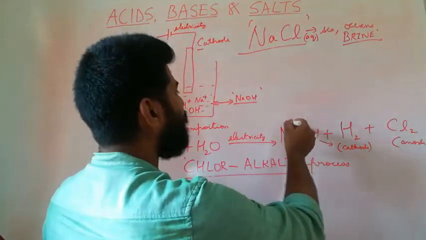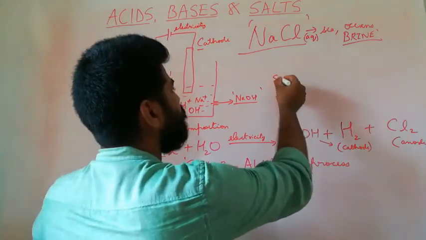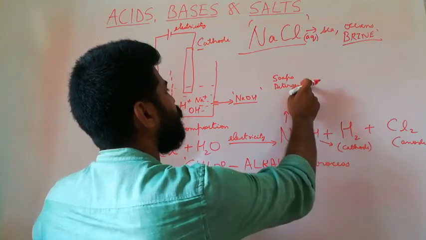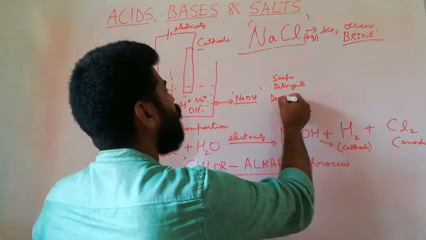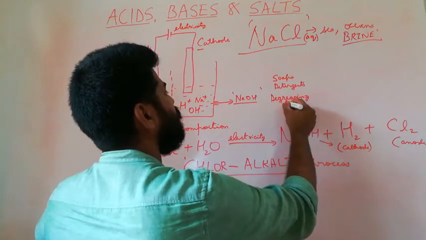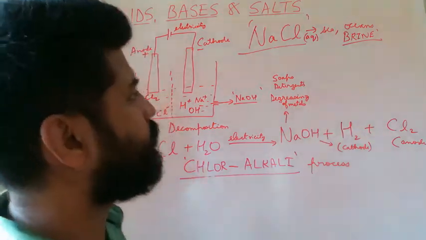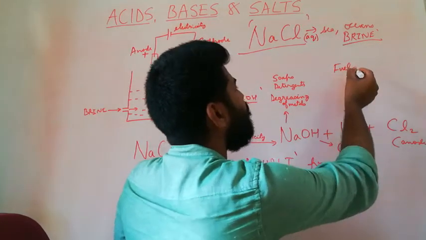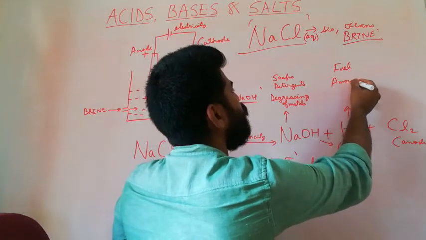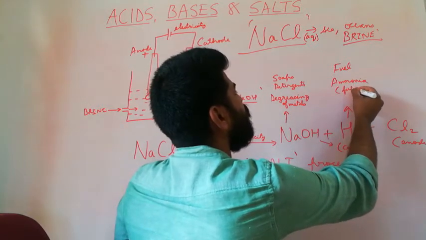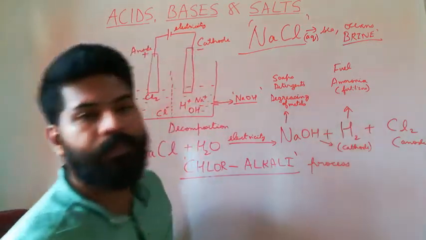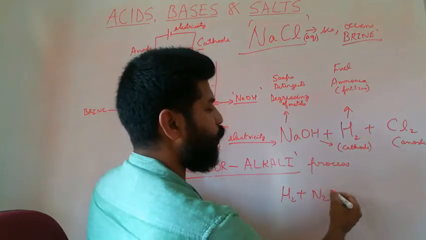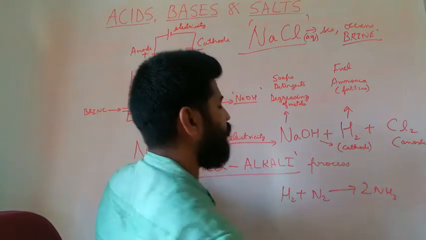For example, sodium hydroxide, as you know, is used in making soaps and detergents. It is also used for degreasing of metals and other important uses. So mainly soaps and detergents. Hydrogen gas, you know, hydrogen is an excellent fuel. It is also used to prepare ammonia, which is used in fertilizers. So when hydrogen reacts with nitrogen gas, we get ammonia.